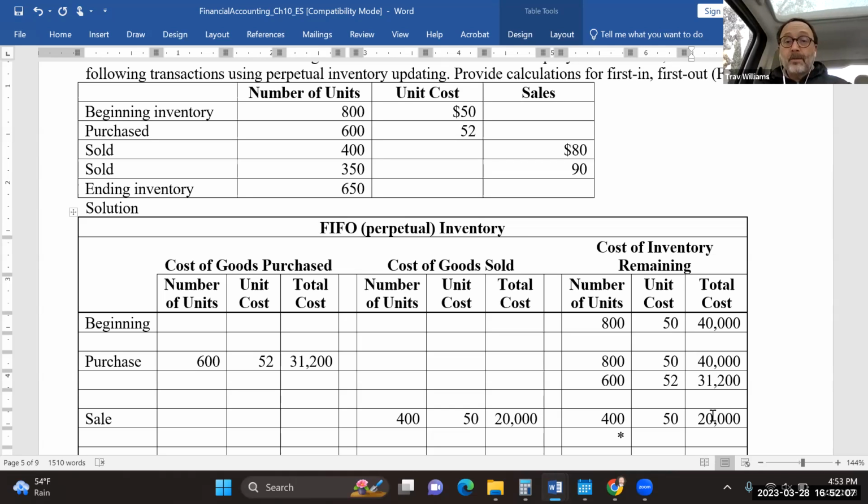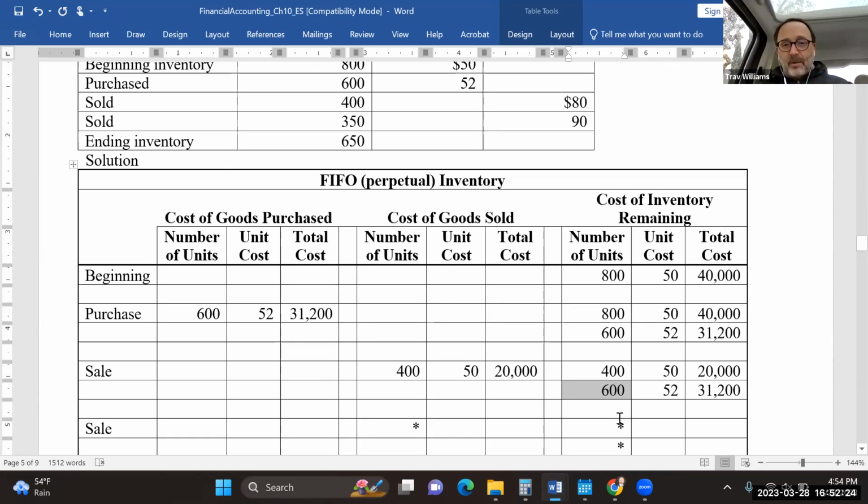inventory from that lot. And we haven't sold anything out of the second lot, right? Because we're using FIFO, we always use the cost from the first lot first. Okay? Little different than what we're used to. Well, then we've got another sale. This time we sell 350 units. Okay, so we put 350.